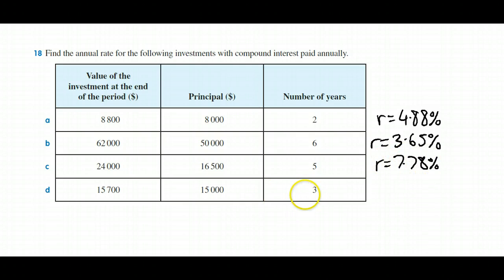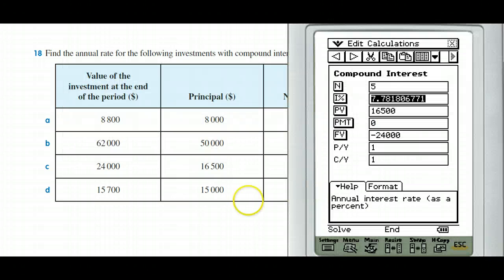And finally, the last one is N is 3 years. I is unknown. The initial amount was 15,000 and the final amount was negative 15,700. I is 1.53.